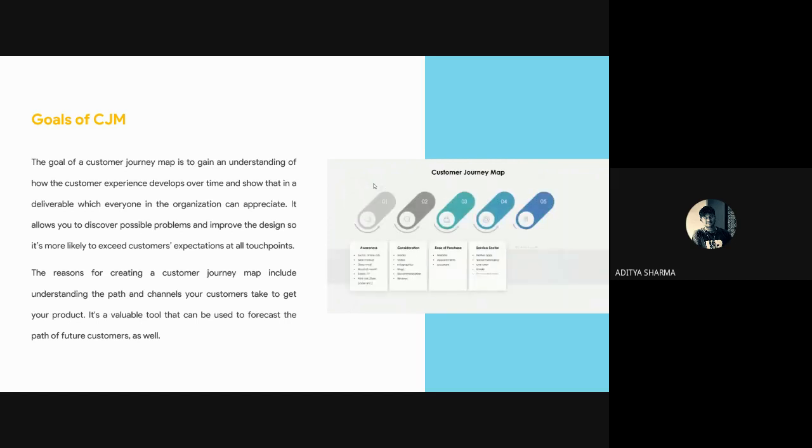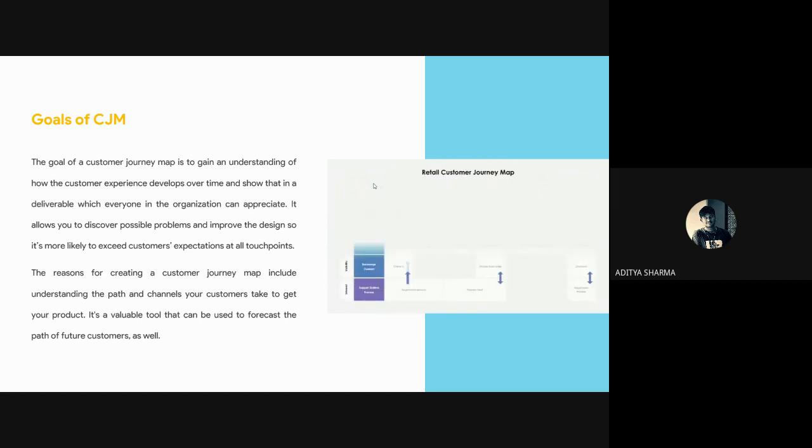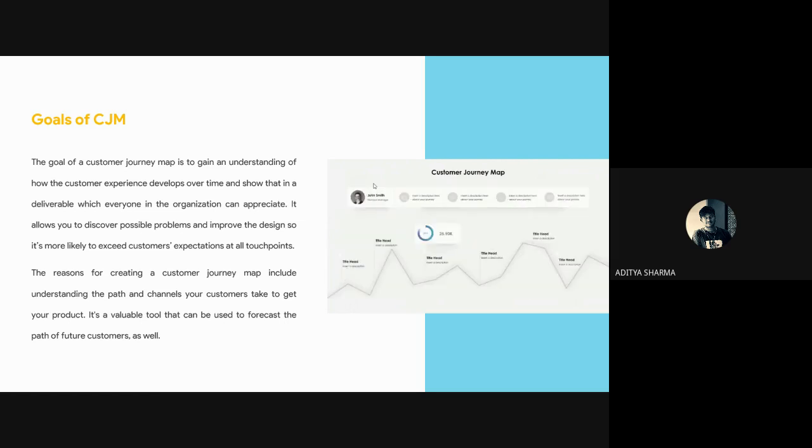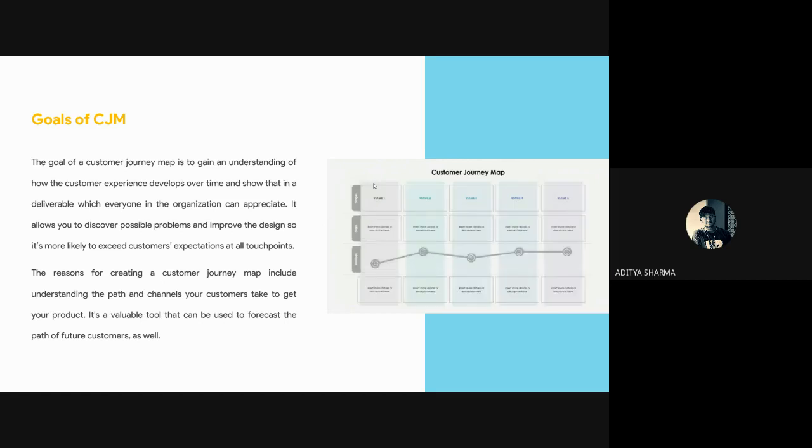Those mental models are there, and when you map customer journey maps, these mental models also come into place. You will be able to identify how the user is thinking and what is making the user do things in a certain way. That is the goal of the customer journey map that we are trying to understand.